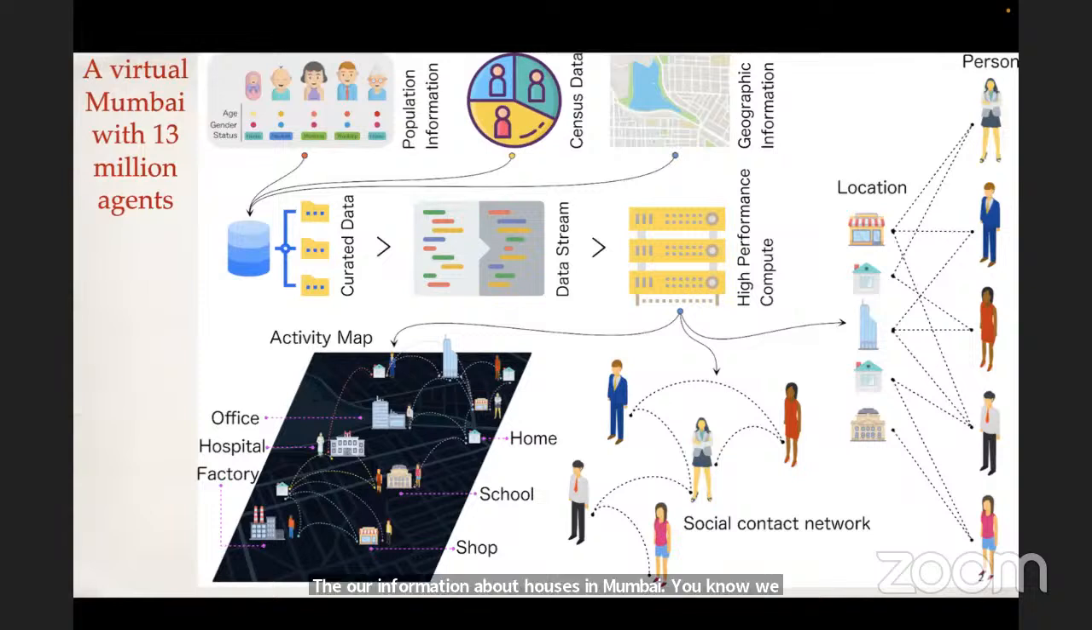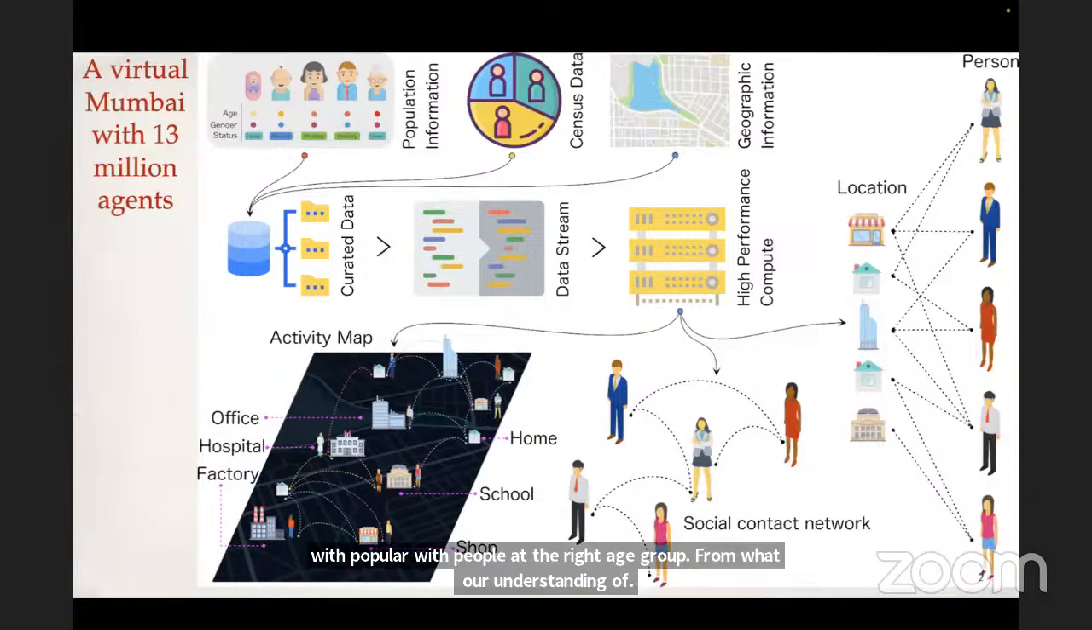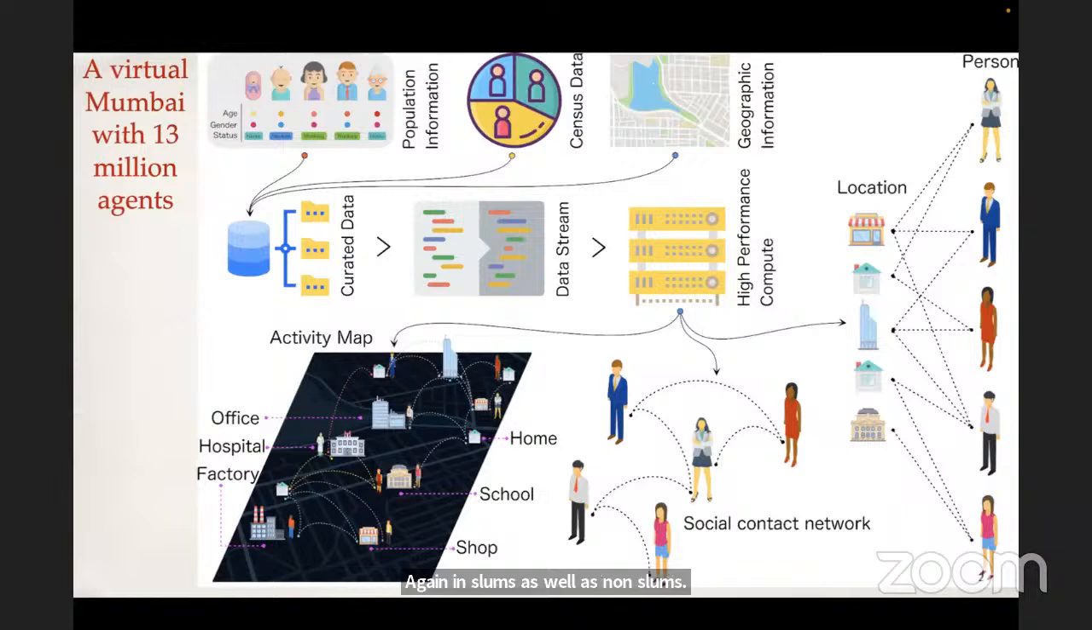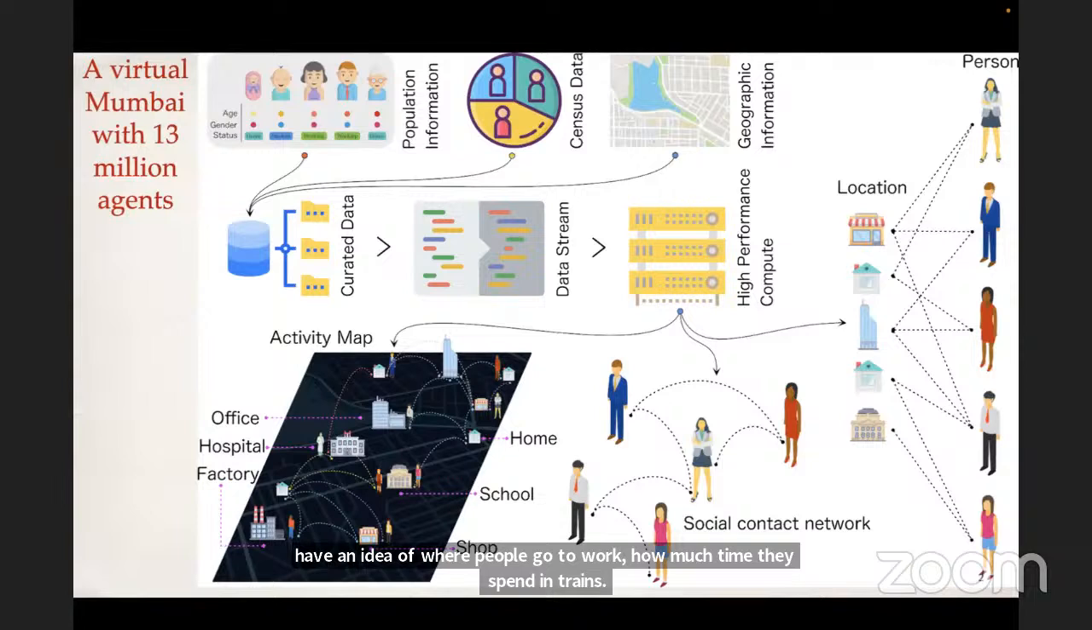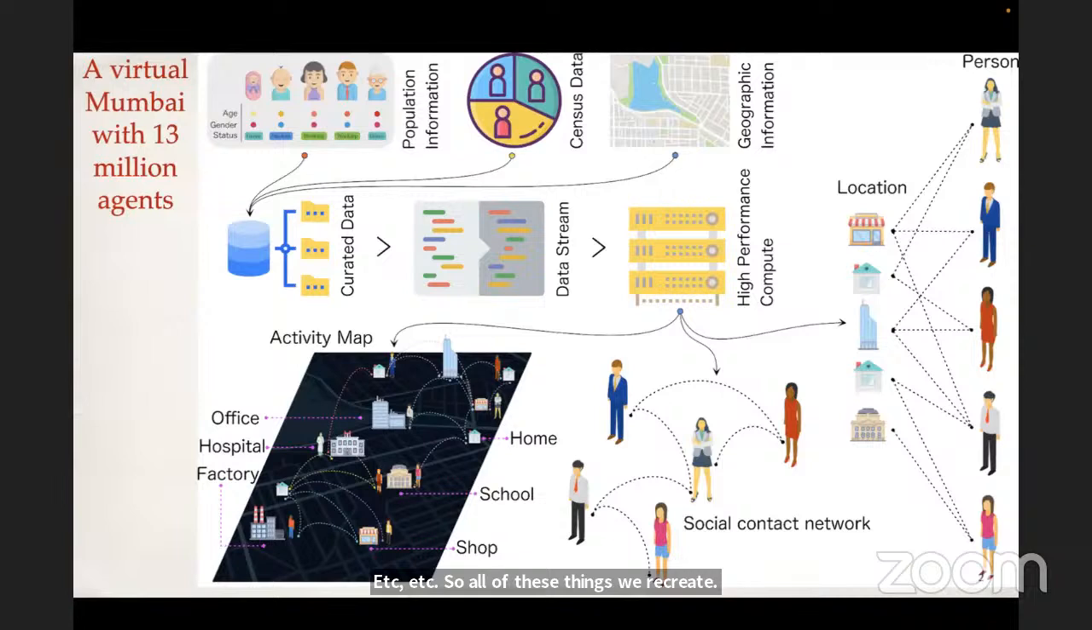So we develop houses, and we populate them with people at the right age groups, from our understanding of what the age population distribution in Mumbai is. Again, in slums as well as non-slums, we have an idea of where people go to work, how much time they spend in trains, etc. All of these things we recreate on the computer. So we create 13 million people, we geographically locate them, we give them a home, a family, a workplace, a travel time, etc.